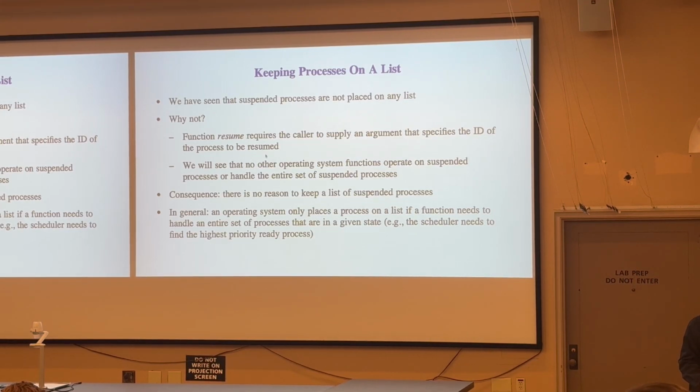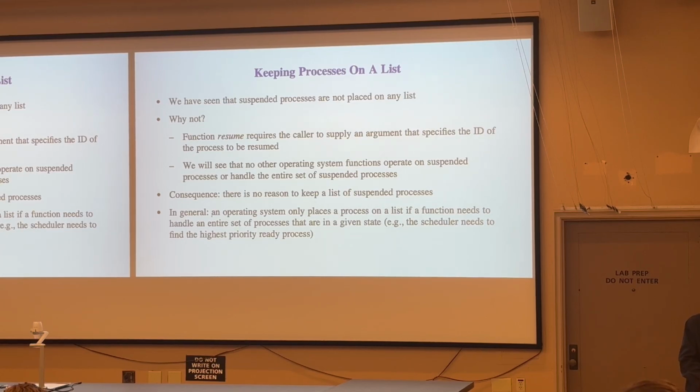So this requirement means that the caller of resume needs to know the PID, and internally you do not need to maintain a list of the suspended processes, because the application that calls resume knows the PID. So the consequence is that there is no reason to keep a list of suspended processes, because the application knows the PID of these suspended processes.